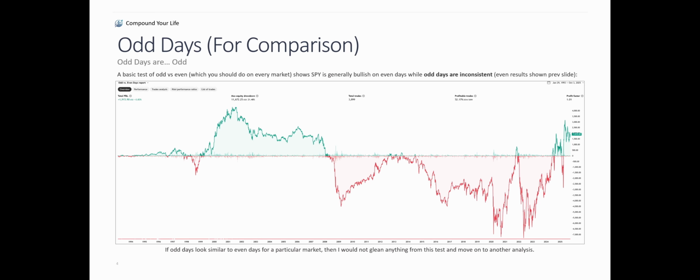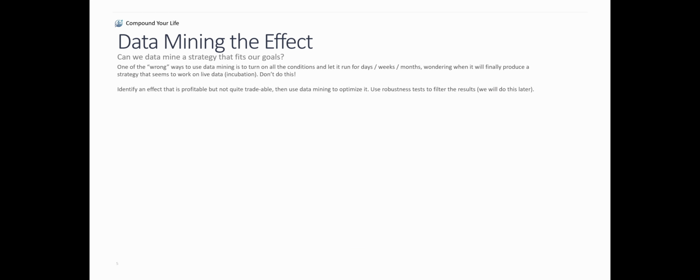And again, please don't look too deeply into this. You can look at 2013 and try to glean some sort of bearish behavior, but you're just going to get killed from these massive bullish upswings that you see in this chart here. And so I would just discount the odd days and just get straight to saying, look, we have an effect for the even days. Let's see if we can data mine something to produce a strategy that fits within our parameters that we want to see.